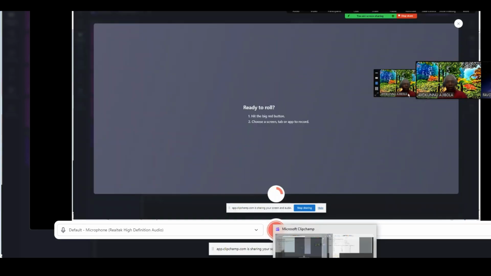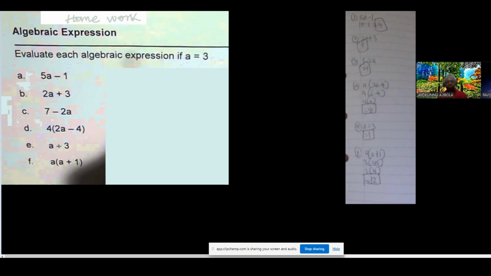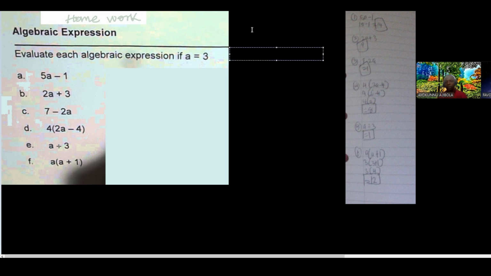So getting started, we want to look at this homework, evaluating algebraic expressions. So the first one says 5a minus 1. So what is a? A is 3. 5 of 3 minus 1, and that gives us 15 minus 1, which is 14. And your answer to that is correct.